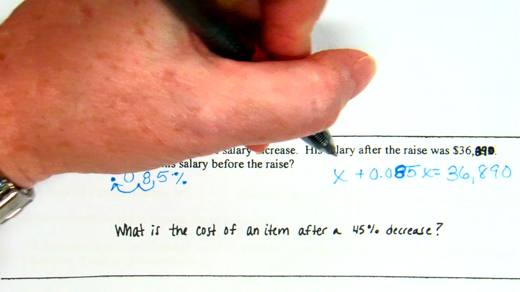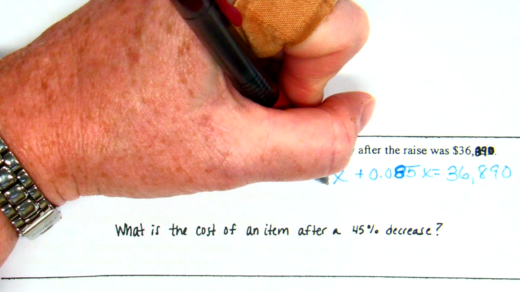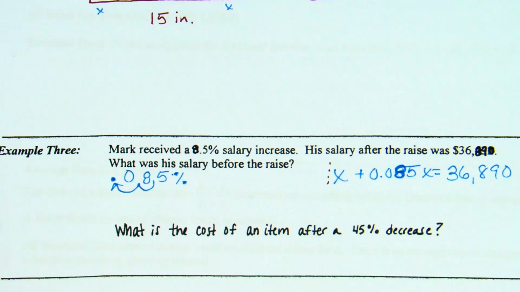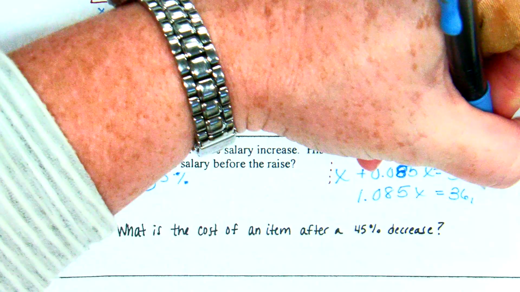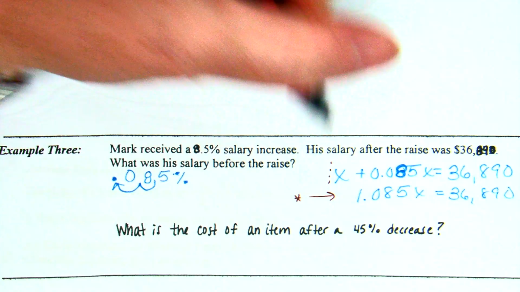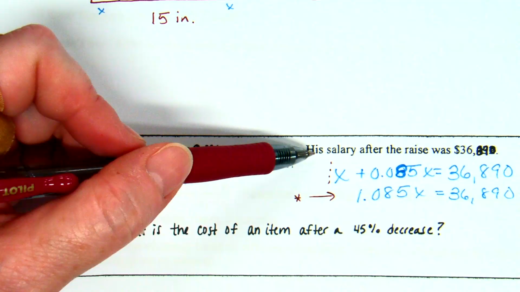Now, how do we clean up that left side? Clean up the left. What kind of x is this? 1x. What's 1x plus 0.085x? 1.085x equals 36,890. When you're asked to write an equation, you could write this original equation, or if you see what's happening, you could write just this equation.